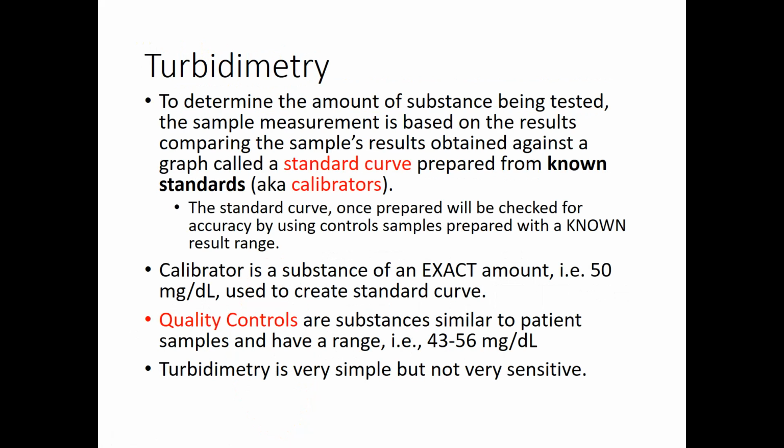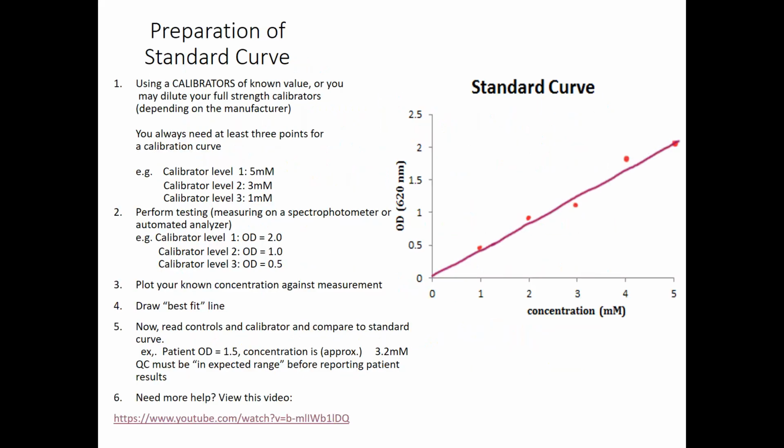So what do we do with this information? We know how much light passes through. That doesn't really help us to quantitate what it is we're looking for. To determine the amount of substance that we're testing for, we're going to compare the light passage through our patient sample on something called a standard curve that's prepared from known standards. Let me just go to the next slide and you can see it. I'm also going to show you a quick video about this.